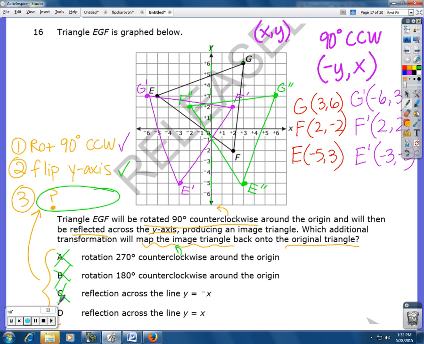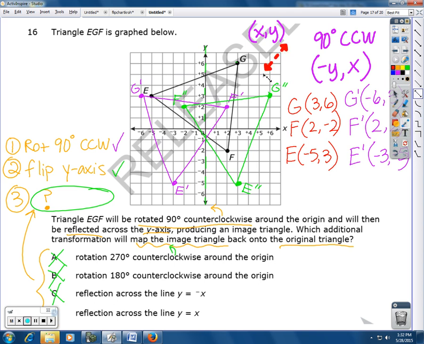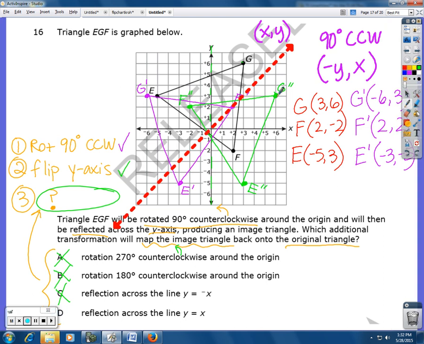All right, what about reflection across the line y equals x? Well, that line is going to be right here. If I were to take G and reflect it across that line, counting the distance and then the opposite, it's going to end up right across that, where it should be. Same thing with F. F is here, it's going to flip across that line to here. E is going to flip across the line to be there. So that is our correct answer, D.